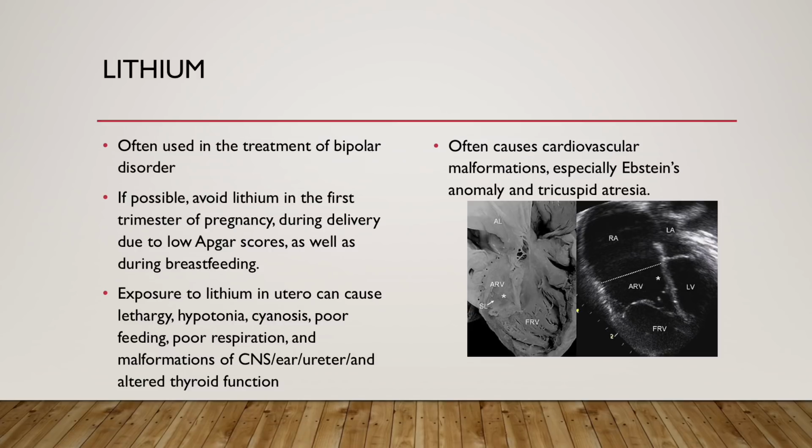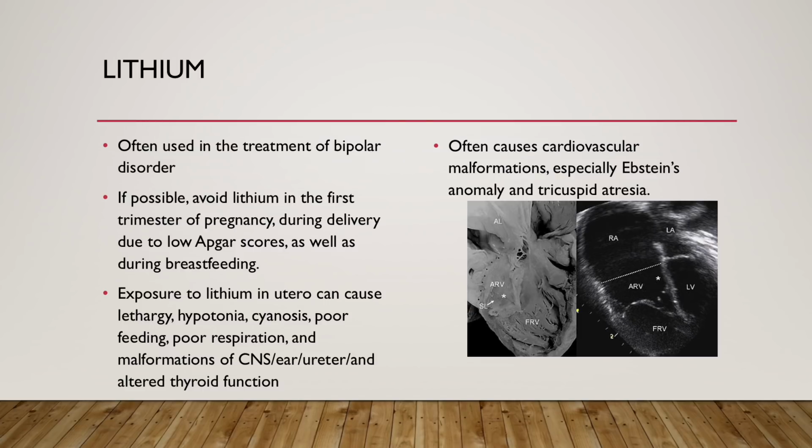Exposure to lithium in utero can cause lethargy, hypotonia, cyanosis, poor feeding, poor respiration, and malformations of the central nervous system, the ears, the ureters, and thyroid. The most common buzzword with lithium is Ebstein's anomaly, which is one of the cardiovascular malformations you can see. This picture on the right shows Ebstein's anomaly, and that can also be concomitant with tricuspid atresia.